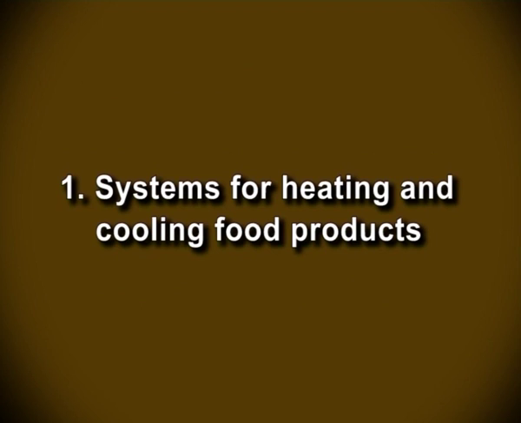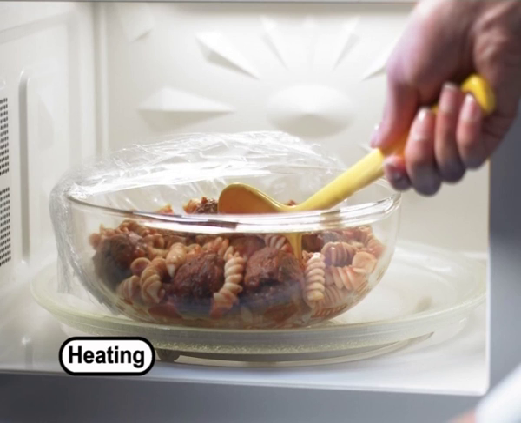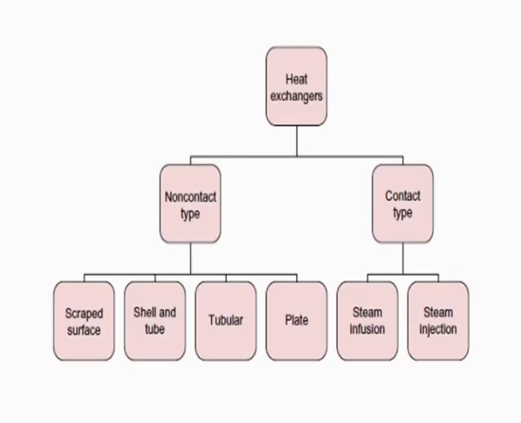The first subtopic, systems for heating and cooling food products. In a food processing plant, heating and cooling of foods is conducted in equipment called heat exchangers. As shown in the figure, heat exchangers can be broadly classified into non-contact and contact types. Under the contact types, we have steam infusion and steam injection. Under non-contact type, we have scraped surface, shell and tube, tubular and plate.